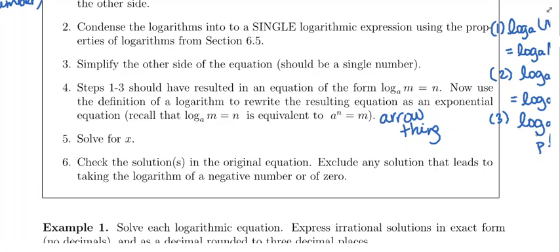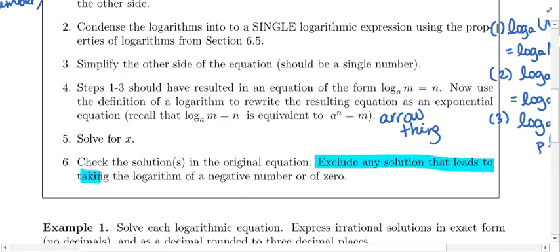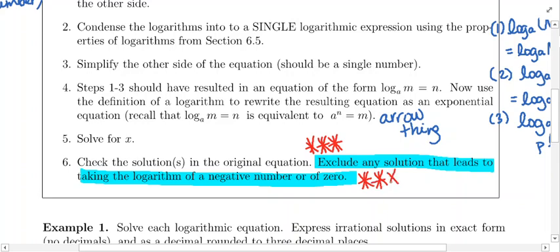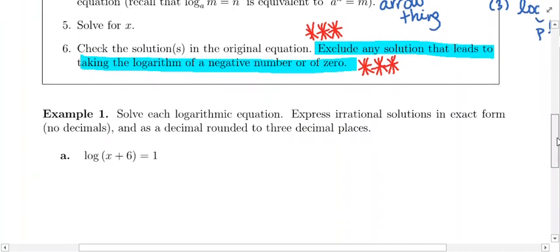So you're going to have to exclude any solution that leads you to taking the logarithm of a negative number or of 0. This is very, very important. With logarithmic equations, you may get something that looks like a solution, but it's actually not. So you've got to check. Again, this does not apply to exponential equations, just logarithmic. All right, let's try this rule out.